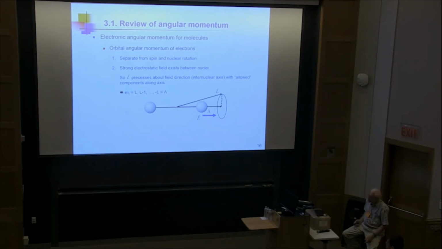It's just a vector diagram subject to the rules of quantum mechanics that vectors can only have certain components. So it's a vector, but it can only have certain components. And by the way, that's why in the end, a state has a residual degeneracy of 2J plus 1.